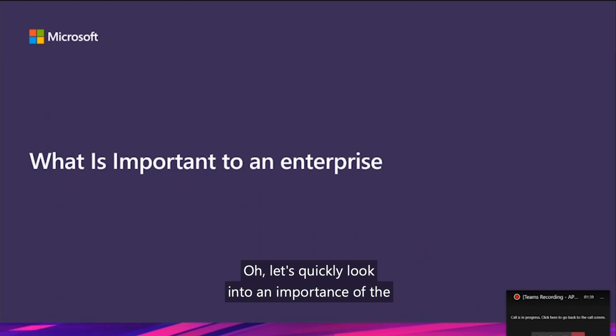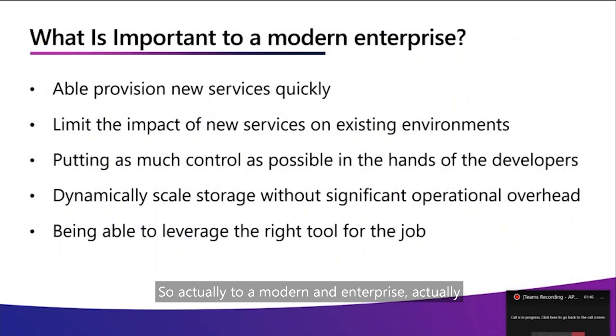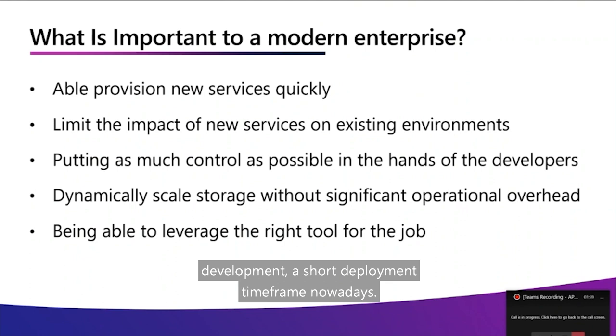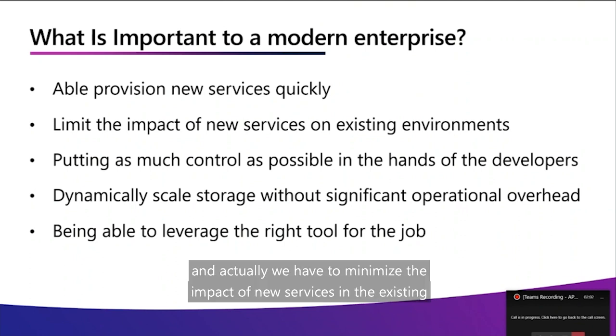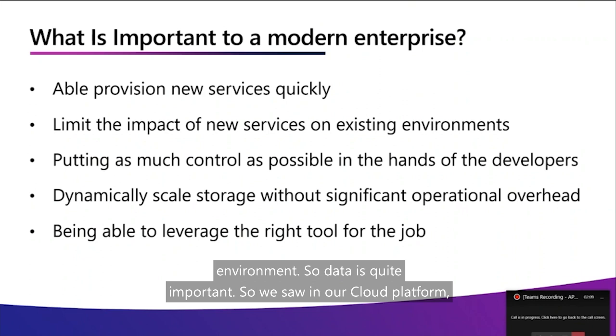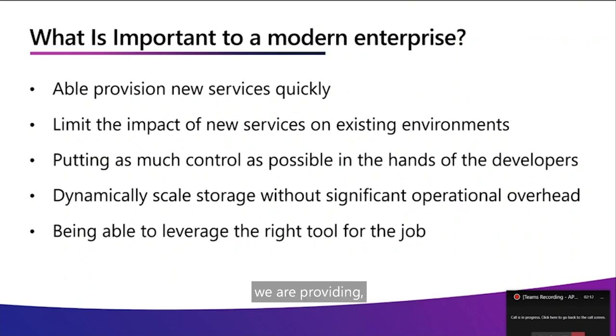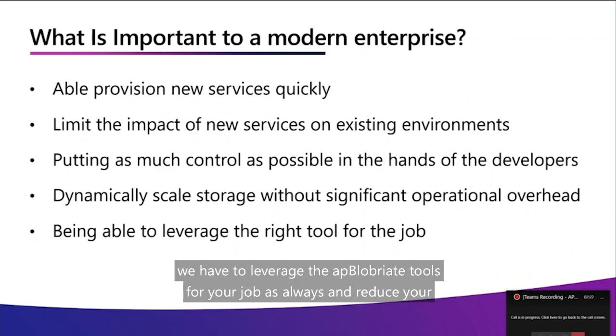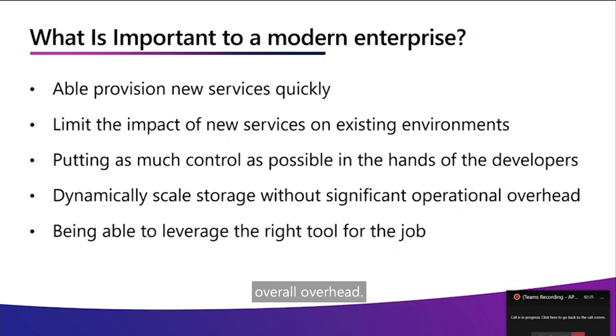Okay, so let's look into the importance of data to your enterprise. To a modern enterprise, we have to be able to provision new services quickly within a short time frame. Especially for some latest applications, we may have a short deployment time frame nowadays. And we have to minimize the impact of new services in the existing environment. So data is very important. So in our cloud platform, we are providing different solutions for you, including our blob storage, our Cosmos database, and so on. And one more thing is we have to leverage the appropriate tools for your job, as always, and reduce your overhead.